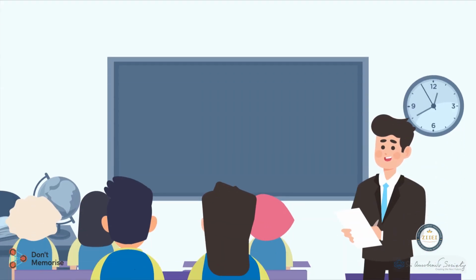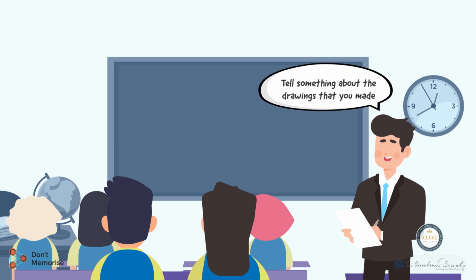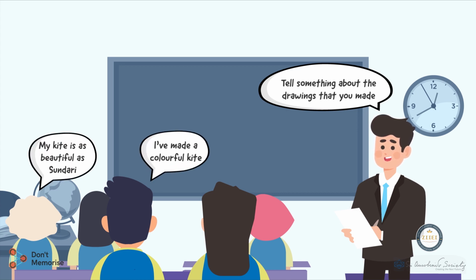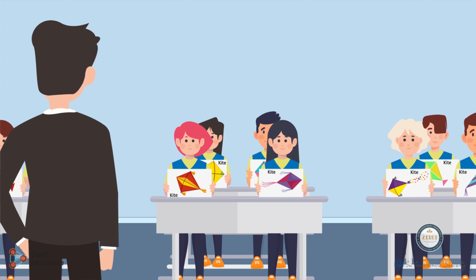Start by asking the students to tell something about the drawings that they've made. Encourage the students to respond in small sentences about their drawing. Ask them to hold up their drawings so that the entire class can see it. Tell the students to name their kites.